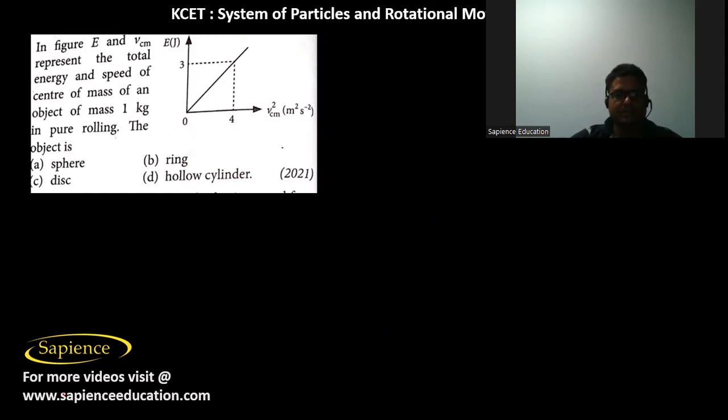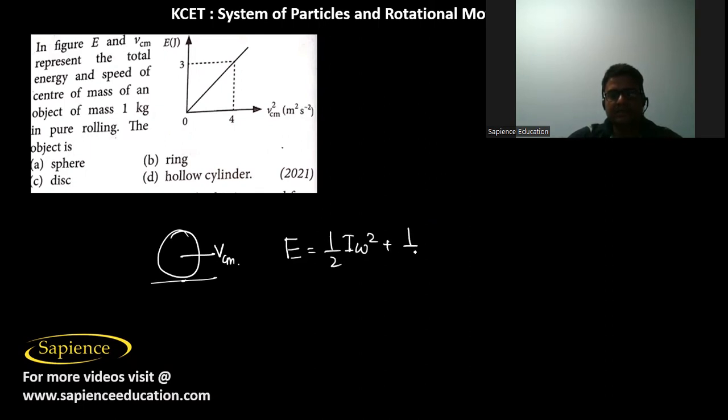So here it has been told that in the figure, E and VCM represent the total energy and speed of the center of mass of an object of mass 1 kg in pure rolling. We know that if an object is under pure rolling, then VCM is the speed of the center of mass, and E is the total kinetic energy, which is the rotational kinetic energy, half I omega square, plus the translational kinetic energy, half m VCM square, if m is the mass of the object.